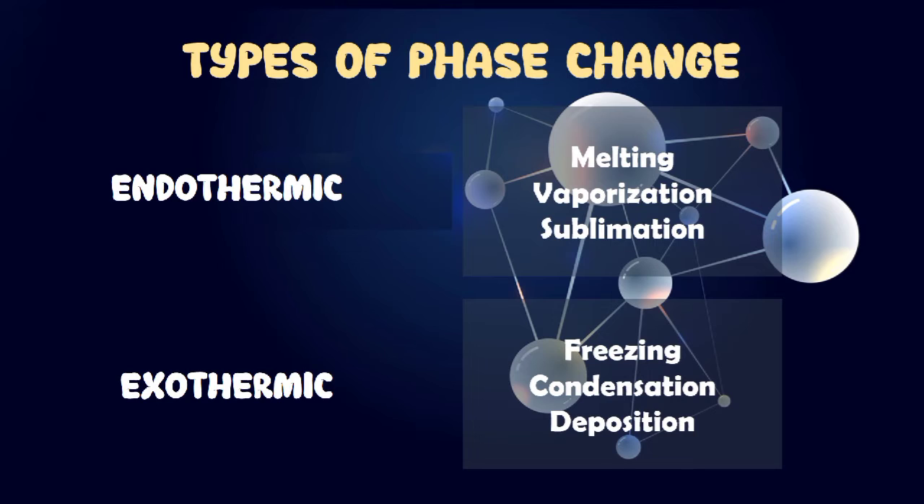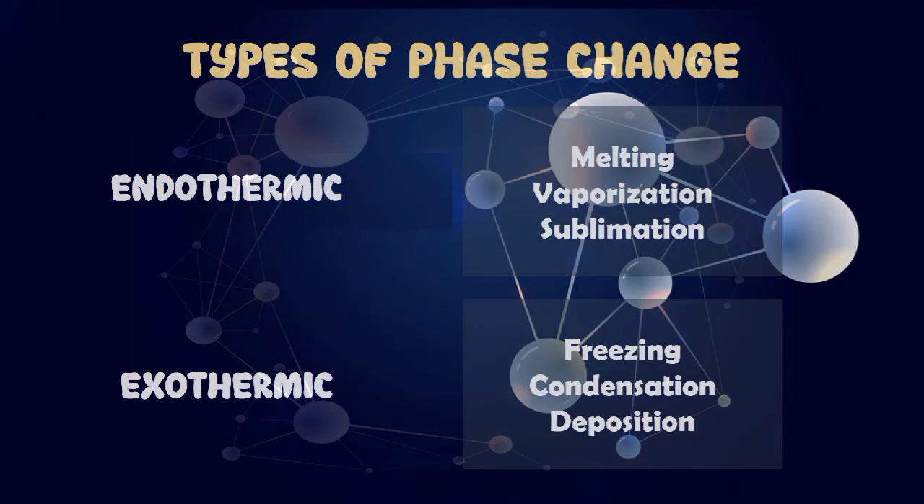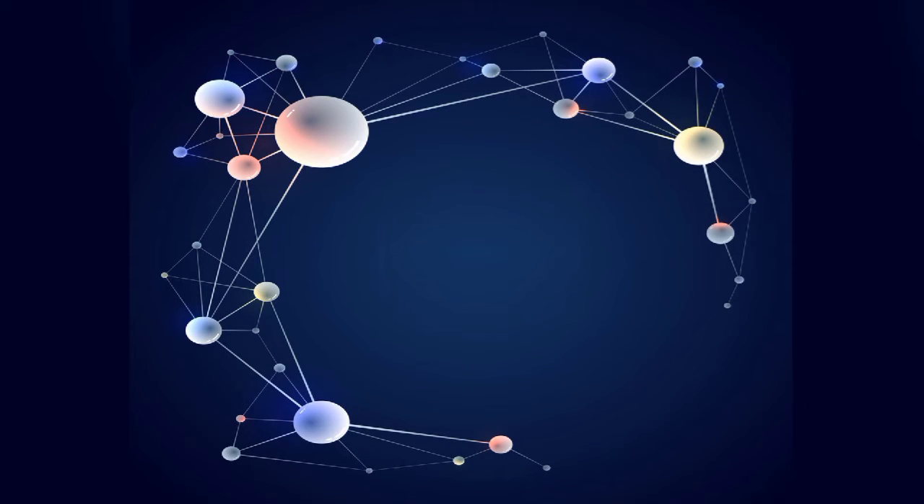Again, phase change has 6 types, and these are the following. For phase changes that undergo an endothermic process, we have melting, vaporization, and sublimation, while phase changes that undergo an exothermic process are freezing, condensation, and deposition. For further explanation and understanding about physical change, please watch this video attentively.